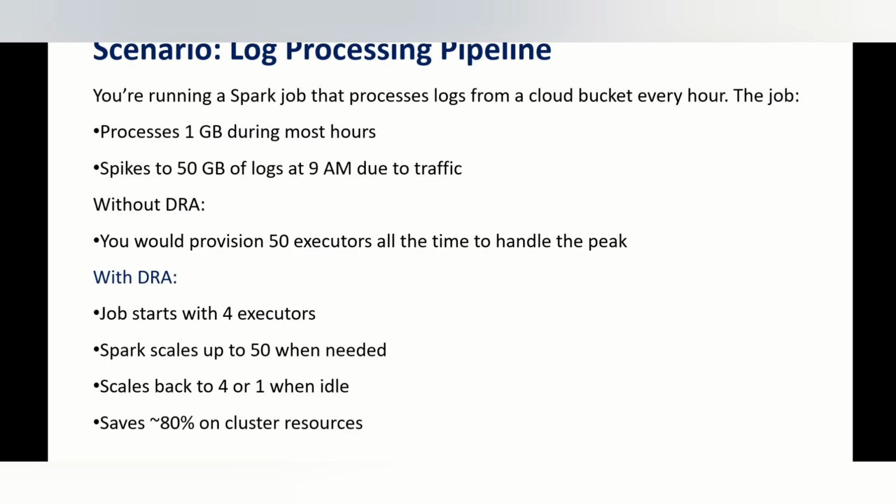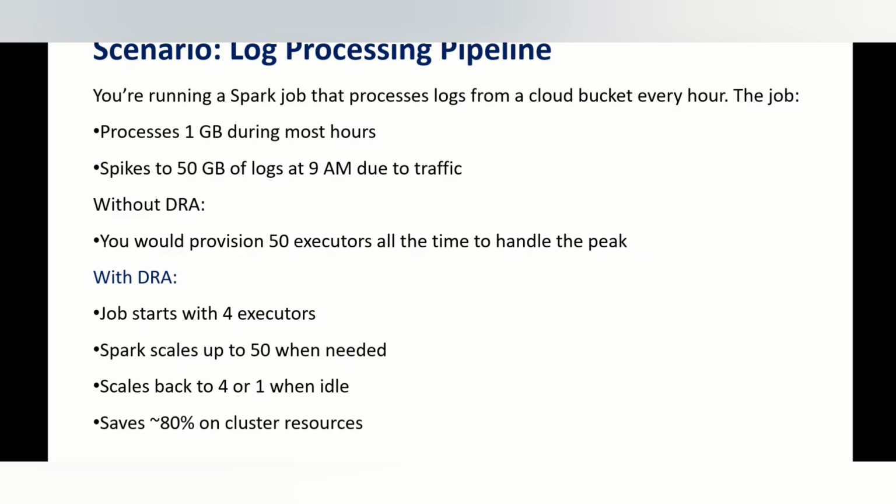Scale back to 4 or 1 when idle. Suppose your job is done from 9 p.m. to 10 p.m.; at 9:30 your job is complete. Again your job will start at 10, and at 10 you are seeing there is only a few data available, not even 1 GB. Now your executors will get removed by using DRA.